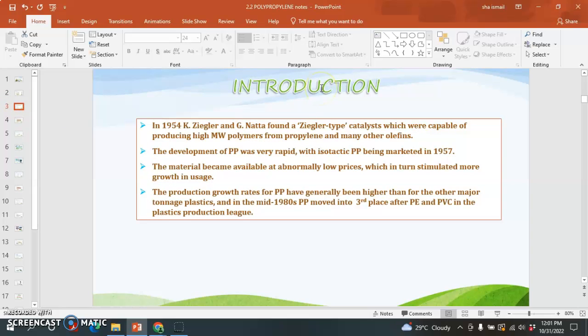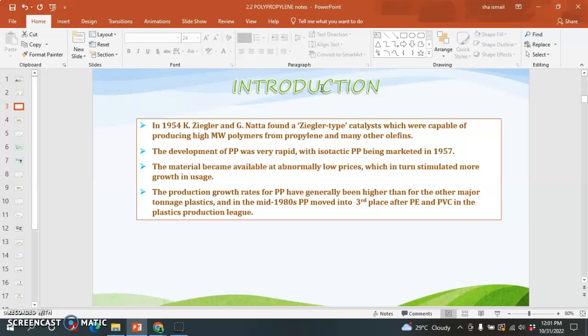Okay, in 1954, K. Ziegler and G. Natta found a Ziegler-type catalyst which was capable of producing high molecular weight polymers from propylene and many other olefins. The development of PP was very rapid, with isotactic PP being marketed in 1957, and the material became available at abnormally low prices, which in turn stimulated more growth in usage. The production growth rates for PP have generally been higher than for the other major tonnage plastics, and in the mid-1980s, PP moved into third place after PE and PVC in plastic production.